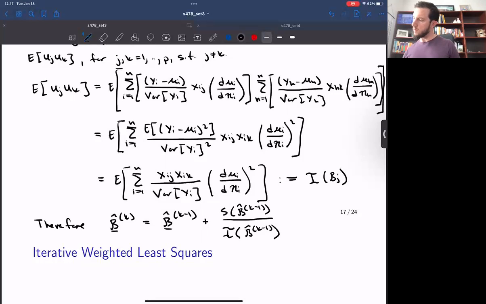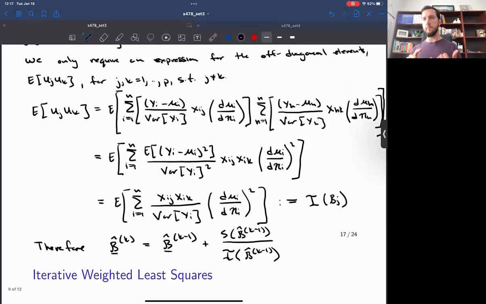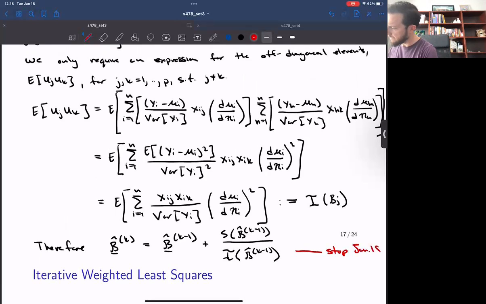Okay, so I'm going to stop here because there's a little more derivation that's required. What we've done today is looked through an example of a Newton-Raphson algorithm. We formulated two Newton-Raphsons and studied the results from those. After that, we derived an expression for the score function of beta j, which we need to find MLEs for beta j.